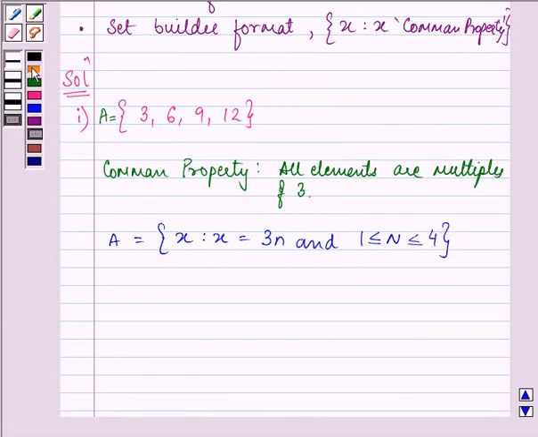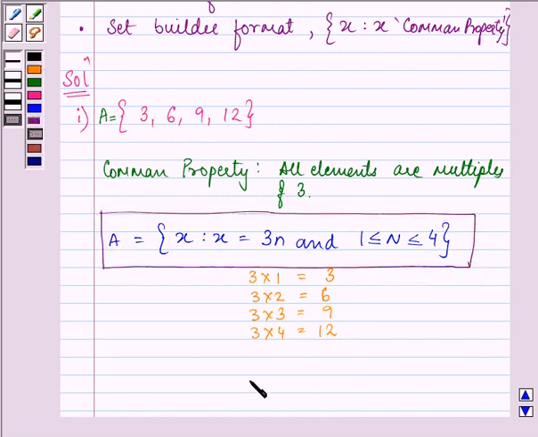Now let us verify our property. We have written that x is equal to 3n, which means each element is equal to 3n and it will change as we are changing the n. It's greater than equal to 1 and less than equal to 4. That means n will vary as 1, 2, 3 and 4. And what is our result? We can find that we are getting all the elements that was present in the set. So this means that the answer which we have formed is a correct answer, and this is the answer to the first part.